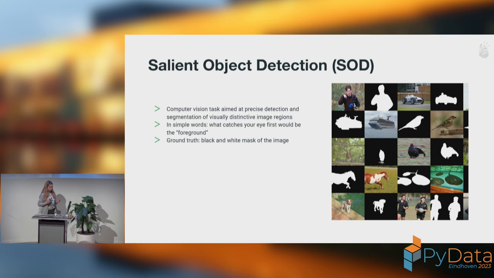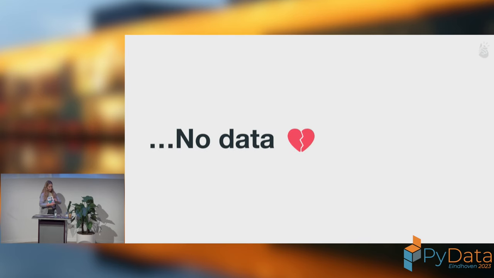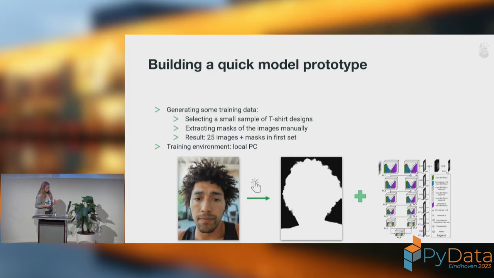So let's go train our model. But we have no data. Tough luck. Well, not really. If you think about it, it's not impossible to create the data for these tasks. So that's what we did. This is the very first model prototype that we had. It was a very quick one.